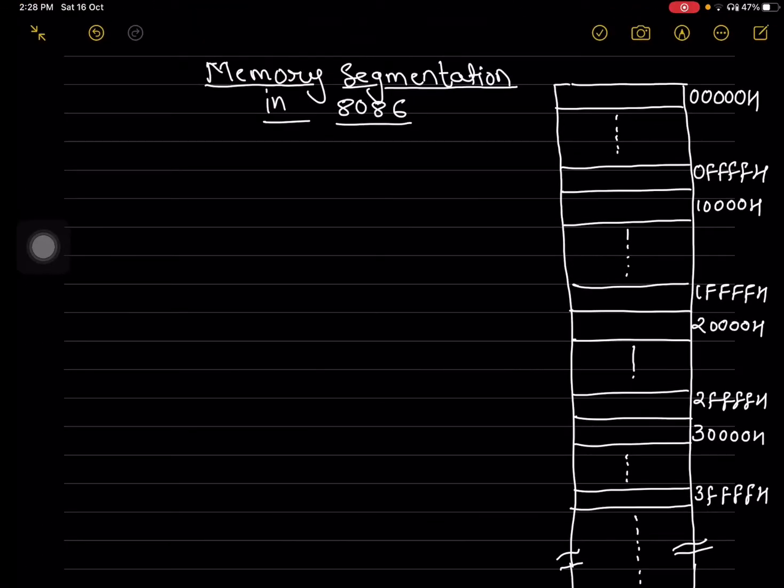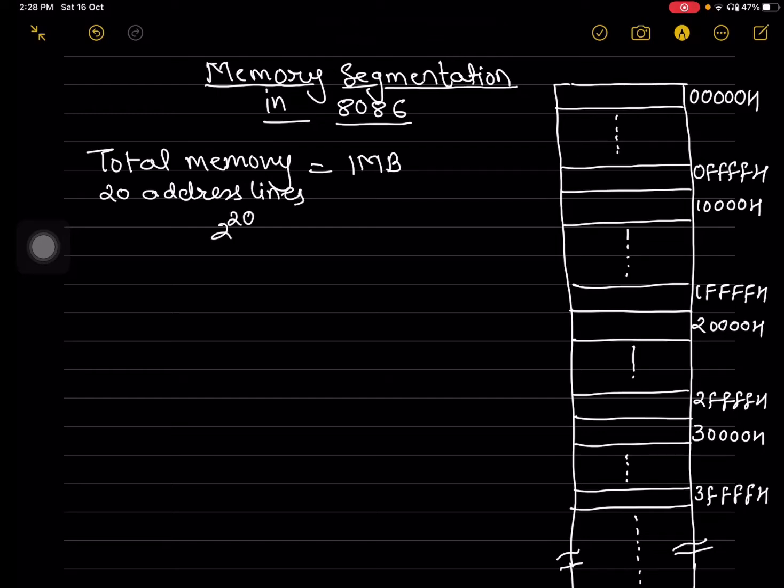So students, today we'll discuss memory segmentation in the 8086 microprocessor. In the 8086 microprocessor, the total memory that can be interfaced is equivalent to 1 MB, because 8086 has 20 address lines, so accordingly the maximum memory that can be connected is 2 raised to power 20, which is equal to 1 MB.